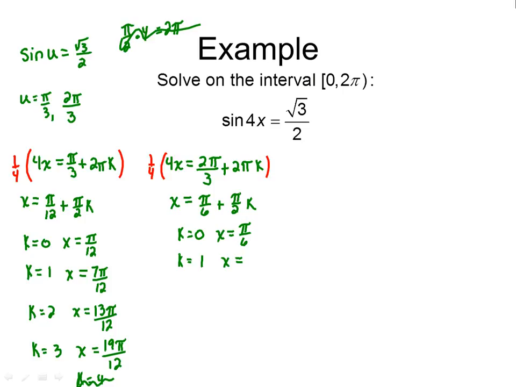I'm hearing two answers. The answers are the same, but one's reduced and one's not. 2 pi over 3. What if k is equal to 2? What is x equal to? Very good. Make sure you know how to do this in your calculator.